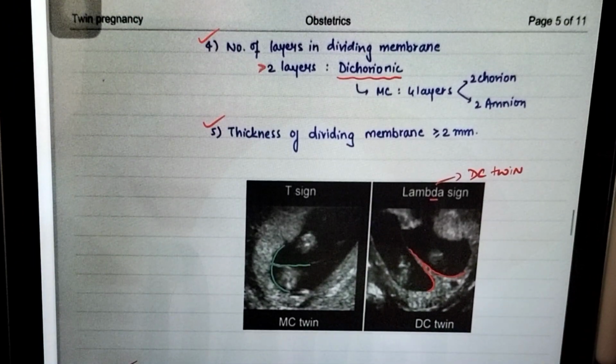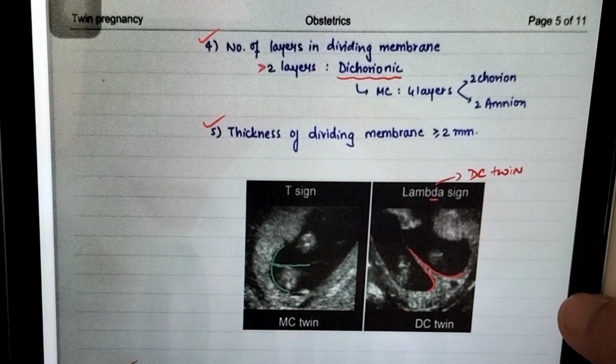On ultrasound, we can see the number of layers in the dividing membrane. If it is more than 2, it is dichorionic. Most commonly, there are 4 layers seen, 2 chorionic and 2 amnion layers. The thickness of the dividing membrane will be more than or equal to 2 mm.